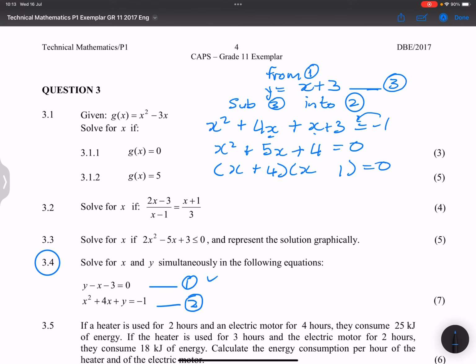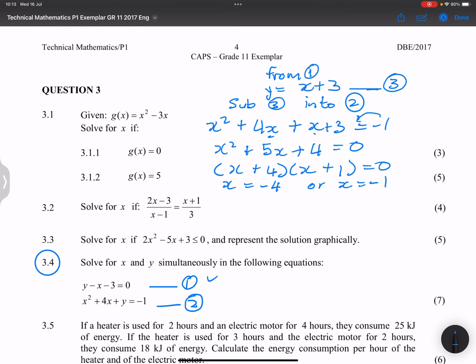So when we are going to factorize that, we've got 4 and 1, and we've got plus and plus. So what does this mean? x is equal to negative 4, or x is equal to negative 1. So there are no fractions here, right? There's nothing in the denominator that would disqualify any of the solutions, and there are no surds. So it means both answers are acceptable.